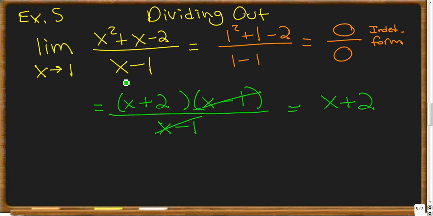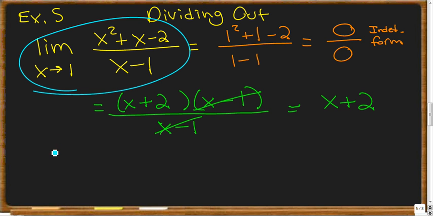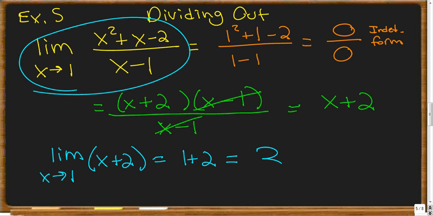So our big limit up at the top is the same thing as the limit as x approaches 1 of x plus 2. Which now, because we're not in danger of dividing by 0, we can plug our 1 in. So we're going to get 1 plus 2, which gives us 3. So in the case that you get a 0 over 0, you're going to want to choose some strategies. The dividing out strategy is one that you'll use mainly when you have rational functions like this.